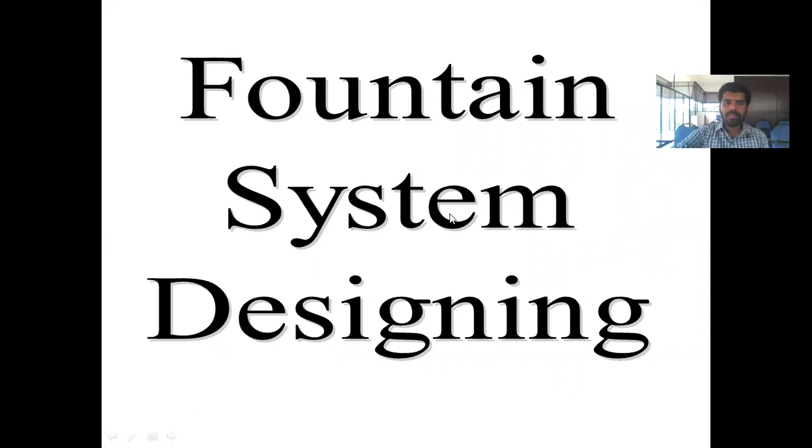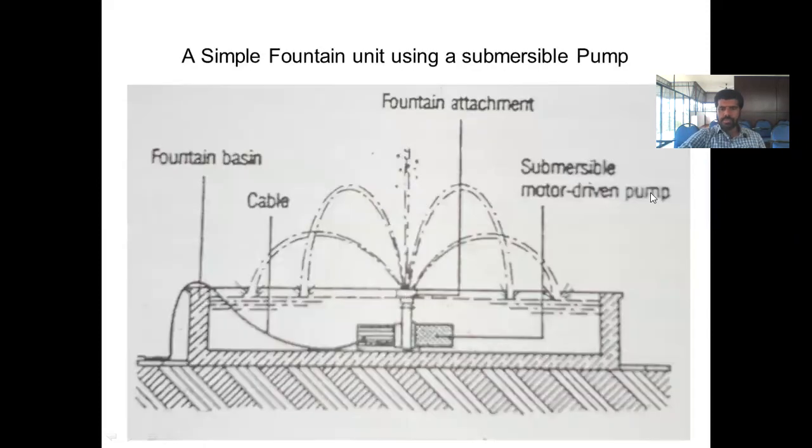Are you able to see the slide? Fountain system design. Okay, so I believe you are able to see the slide. Today we are going to see the different types of fountain systems. So let's see. I will show a photo of it.